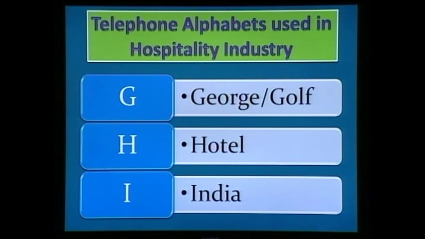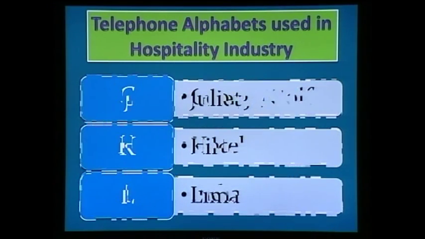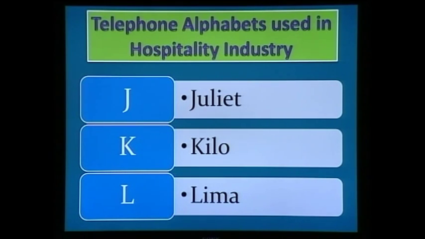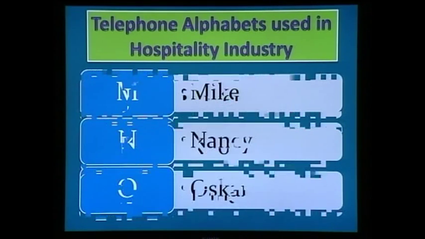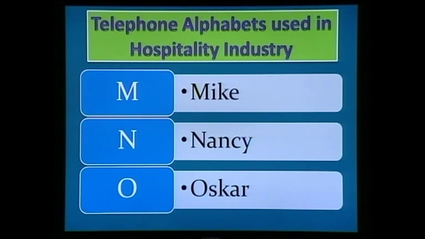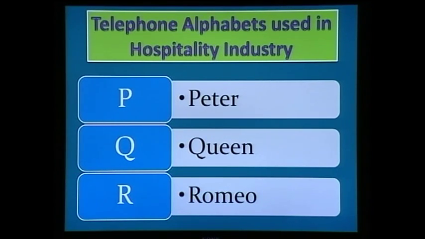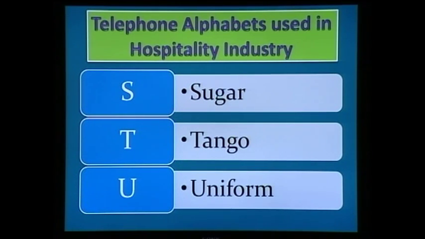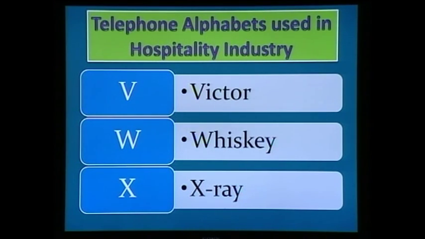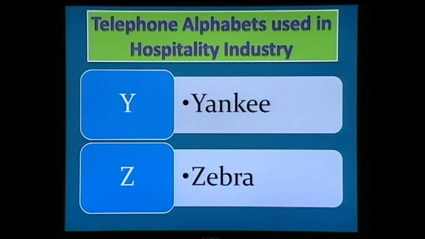H for Hotel, I for India, J for Juliet, K for Kilo, L for Lima, M for Mike, N for Nancy, O for Oscar, P for Peter, Q for Queen, R for Romeo, S for Sugar, T for Tango, U for Uniform, V for Victor, W for Whiskey, X for X-ray, Y for Yankee, and finally Z for Zebra.